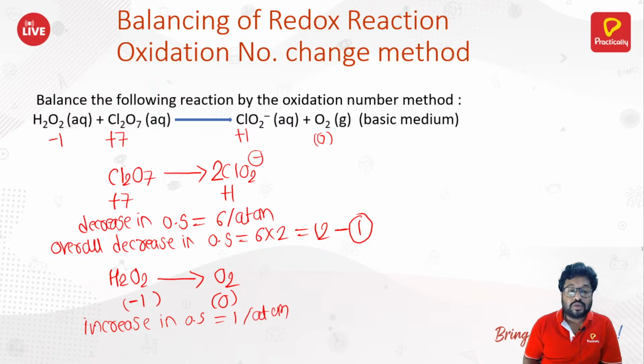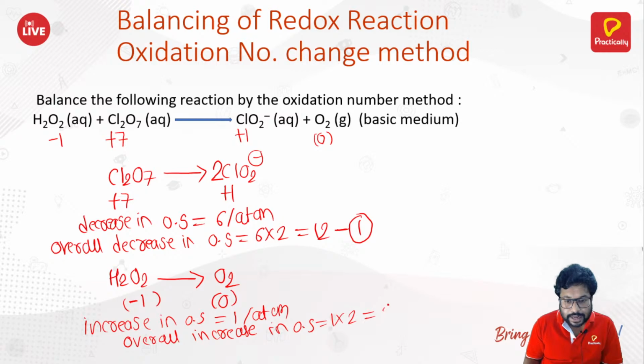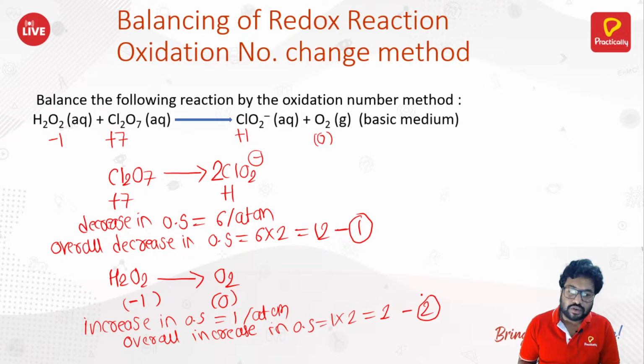But there are 2 oxygen atoms, no? Therefore, you have overall increase in OS equal to 1 into 2, that is equal to 2. That is your equation number. So increase in OS is 2, decrease in OS is 12.